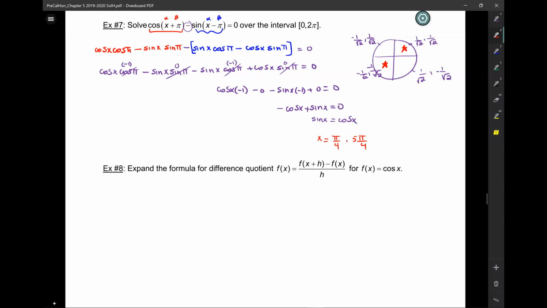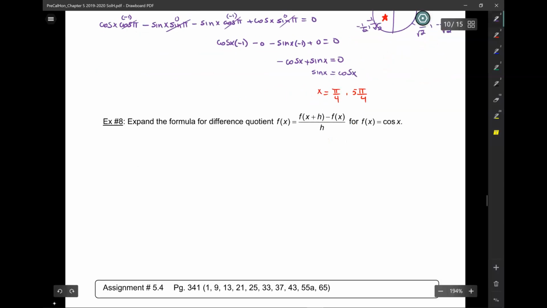So take a look at this. It says expand the formula for the difference quotient for f of x equals cosine x. The way you do this is this. Oh, by the way, this should say g of x. I missed that one. Okay, that's g of x.